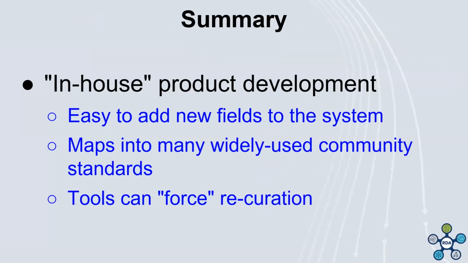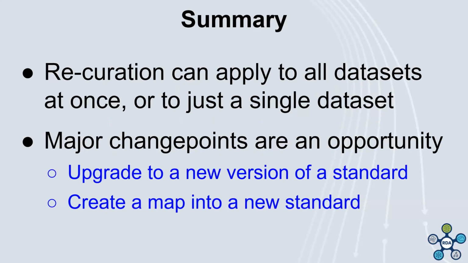So just to summarize, our in-house development has made it easy for us to add new fields when we want to. We can map into many of the widely used standards right now, and tools can force recuration when we need them to. And recuration can apply to all data sets or just a single data set. But these major change points are an opportunity, like to upgrade to a new version, or even maybe map into a new standard. Makes you think about things.